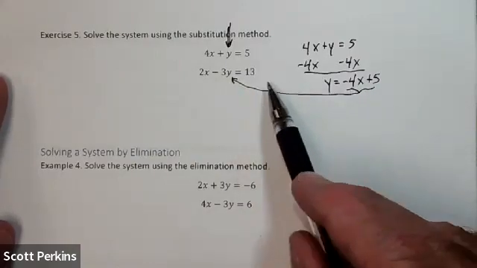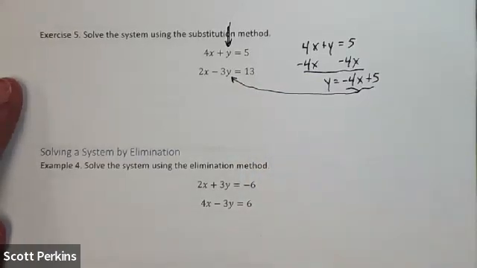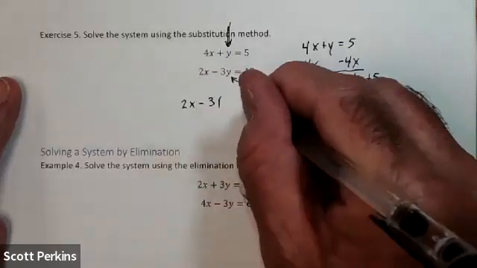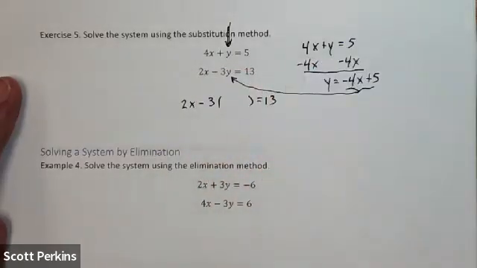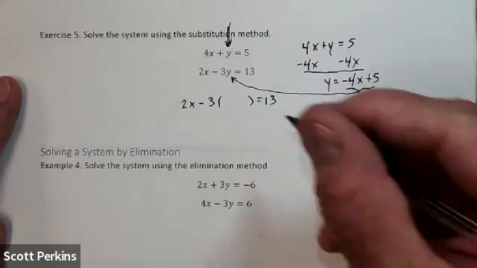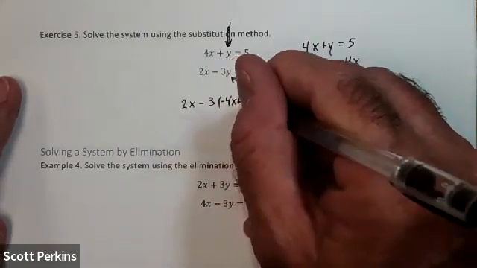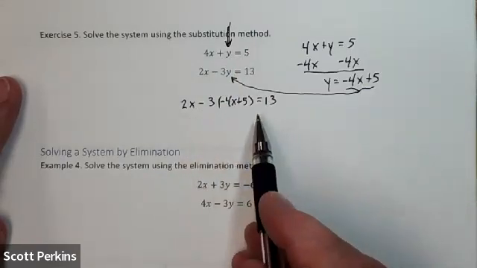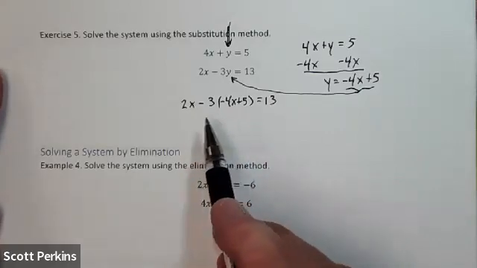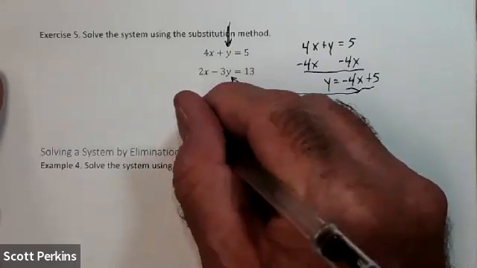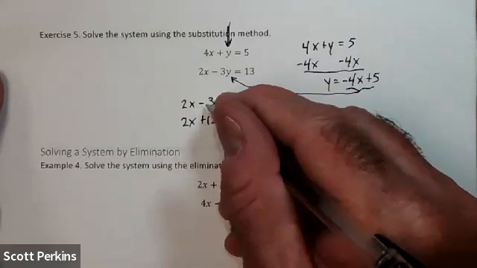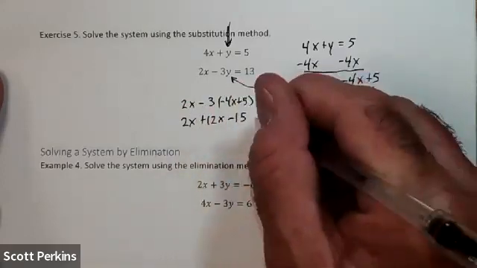So I drew a little arrow there to show you pictorially what I'm doing. So I've got 2x minus 3 times my new y value, we'll plug that in a minute, is equal to 13. And what I'm plugging in is the negative 4x plus 5. At this point, I'm hoping this looks super familiar. This was Unit A. This was the very first section, first day we met each other, solving equations. So this is 2x. Negative 3 times negative 4 is plus 12x. Negative 3 times positive 5 is negative 15, is equal to 13.